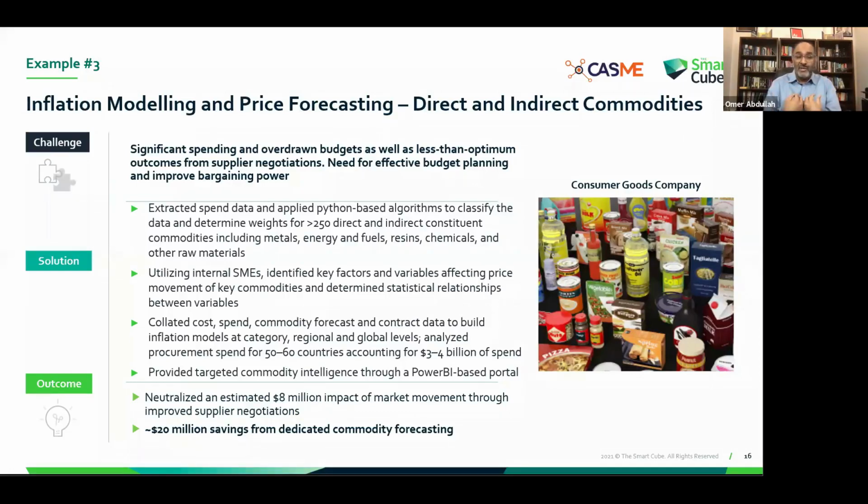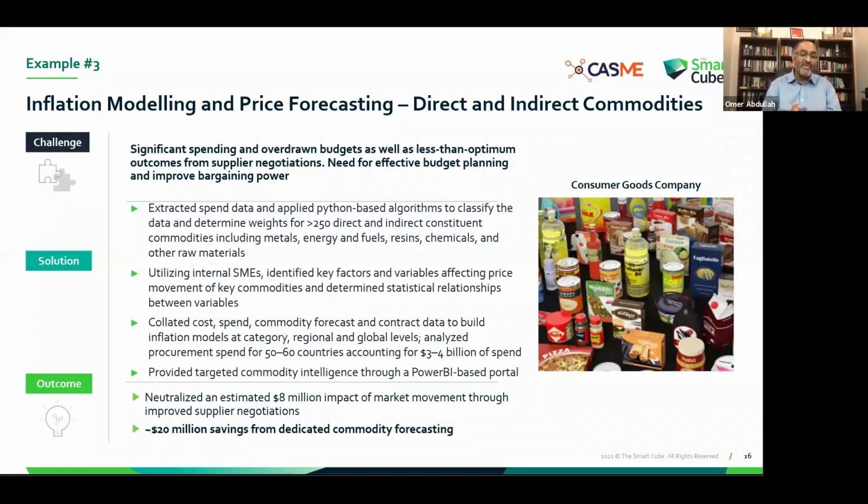You then use internal SMEs to identify what the key factors and variables are that impact the price movement of those key commodities, and then determine the statistical relationships between the different variables. If commodity price movements move in this direction, how does that play out in terms of the controllable factors, i.e. specific commodities, versus, let's say, lesser controllable issues around SG&A and those sorts of aspects. You then collate all of this information, cost, spend, commodity forecast, contract data, to build out inflation models at the category levels, the regional and global levels, and you analyze procurement spend. They analyzed procurement spend across 50 to 60 countries. Global organization, plenty of spend at play.